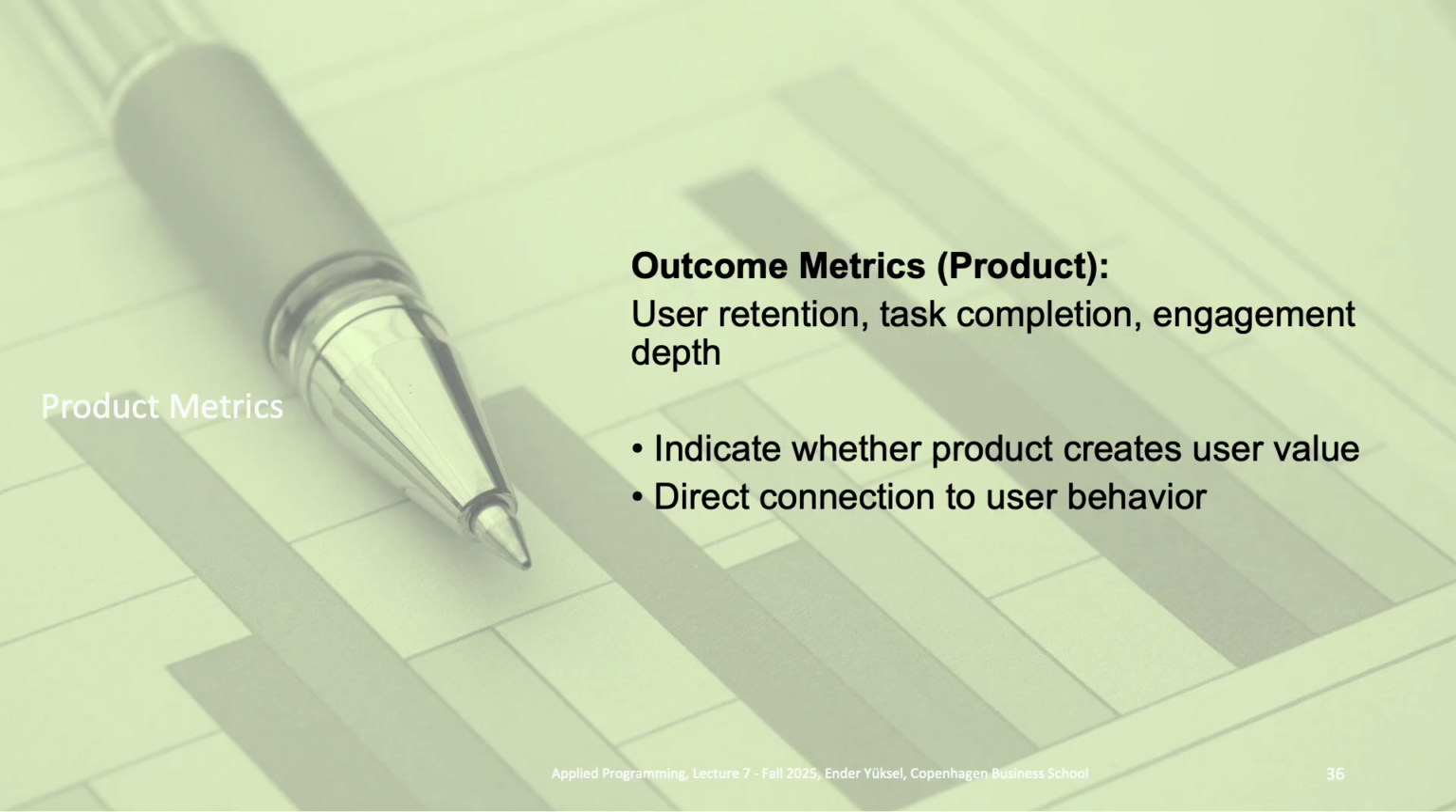Another type of product metrics is outcome metrics. Examples of that could be, we already had this example about user retention. It can also be task completion, engagement depth, and other things. A common thing in outcome metrics is they indicate whether the product creates user value. Also, they have a direct connection to user behavior.